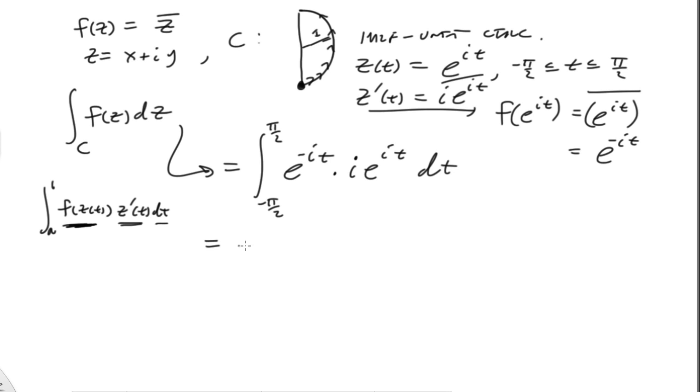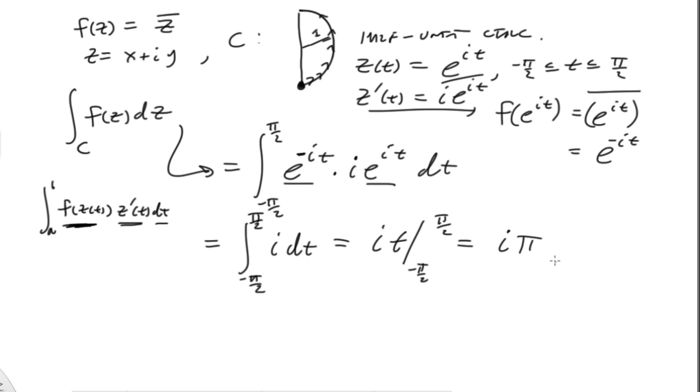Okay, so we can rewrite this again. And we see that these two cancel with each other, because this is a negative exponent and that's a positive. So we're just left with i dt. Okay, we can integrate this. This is i t evaluated from negative pi over 2 to pi over 2, which is simply i pi.